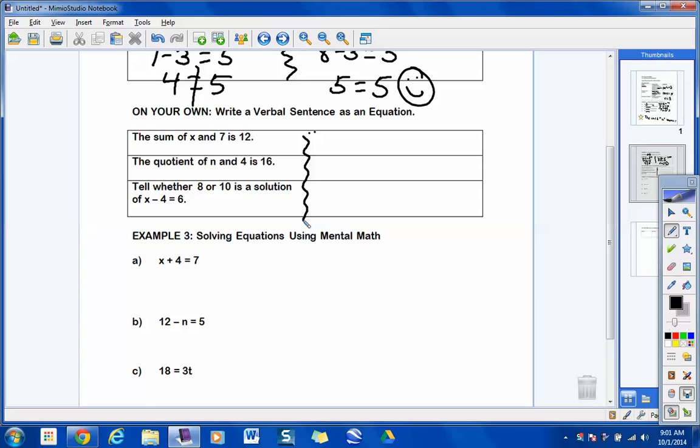All right, I need a show of hands. Somebody tell me what you wrote for this first one. X plus 7 equals 12. Show of hands, how many agree? Excellent.